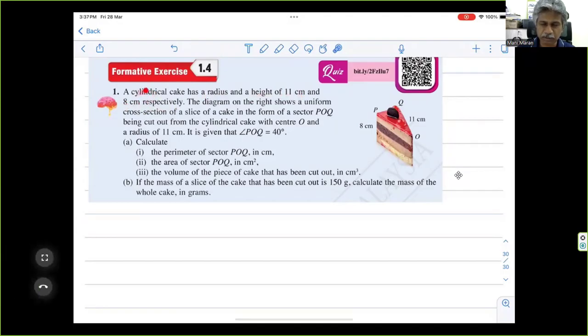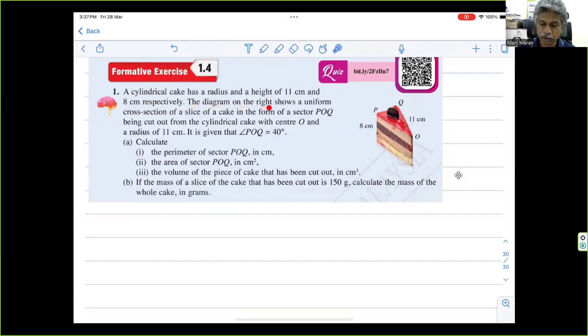So the cake is originally cylindrical in shape. And so you notice that the radius will be 11 cm from here to the edge of the cake. Radius is 11 cm, whereas the thickness or height of the cake is 8 cm. Okay, so these two are given.